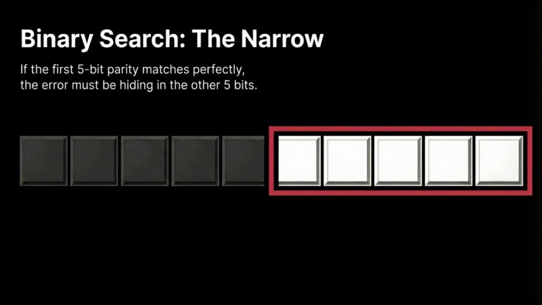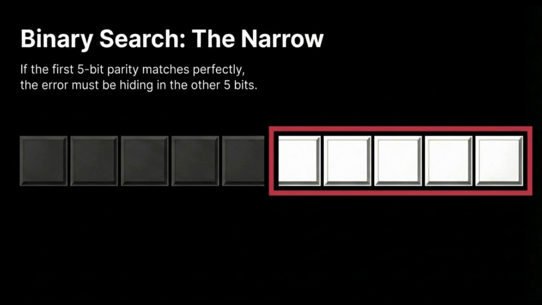Now we reach the most efficient phase of our search, the narrow. Once Jennifer and John have performed their parity check on the first half of the block, they can act with total mathematical certainty. As shown in the graphic, if the parity for that first 5-bit segment matches perfectly, they don't need to investigate it any further. They effectively delete that half from their search area. This means the error is now trapped in the second 5-bit block, highlighted here in red.